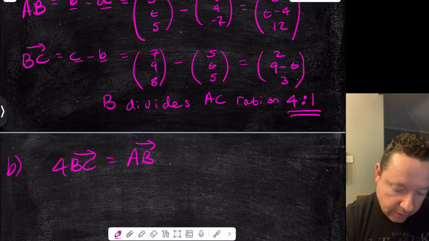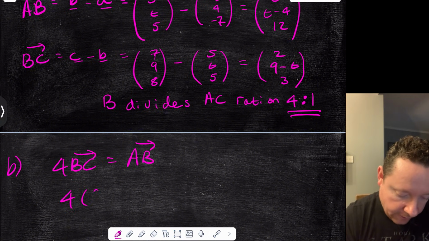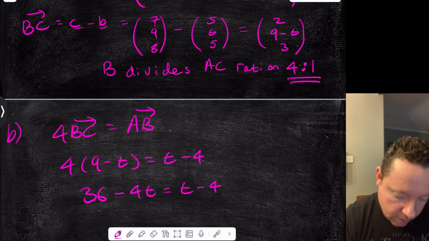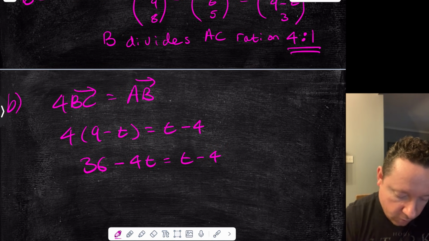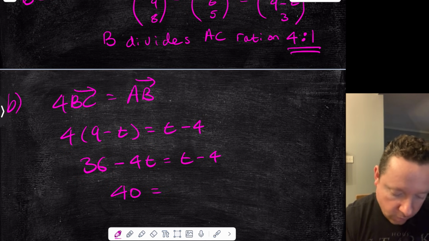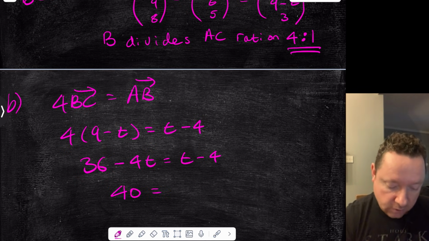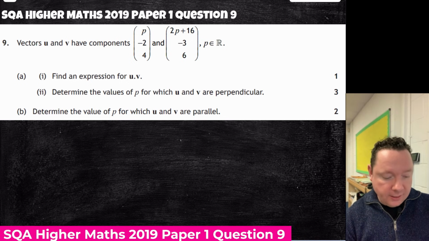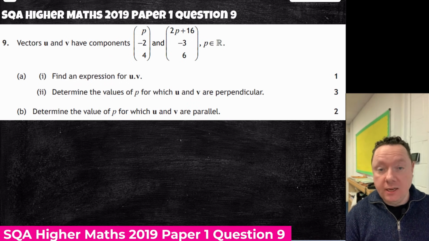So that means that we can say that 4 lots of 9 minus t is equal to t minus 4. 4 9s is 36, minus 4t is t minus 4. 36 plus 4, that gives you 40 on this side, equals 4t plus t is 5t. So t must equal 8. And we're done there.